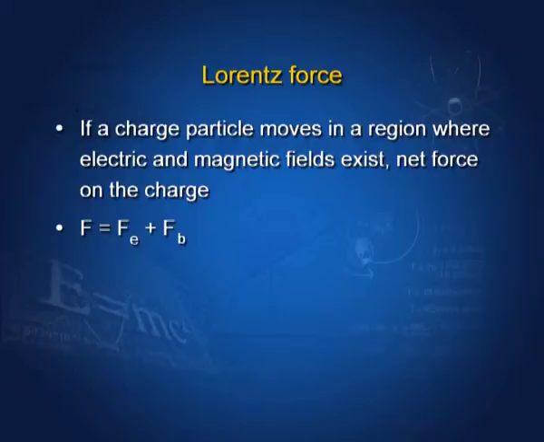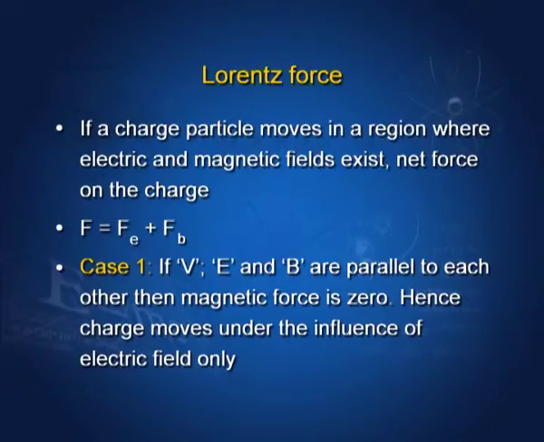So, the net force will be equal to the vector sum of these two forces. The net force F will be equal to Fe plus Fb. Now, there are certain cases. Case number 1: if velocity v, electric field E and magnetic field B, all three are parallel to each other, then the magnetic force will be 0, because the magnetic force F equals Q into V cross B. Hence, the charge moves only under the influence of the electric field.